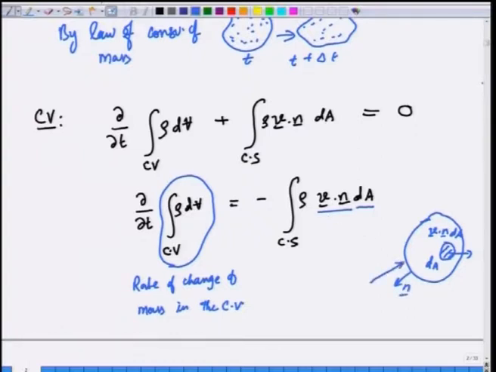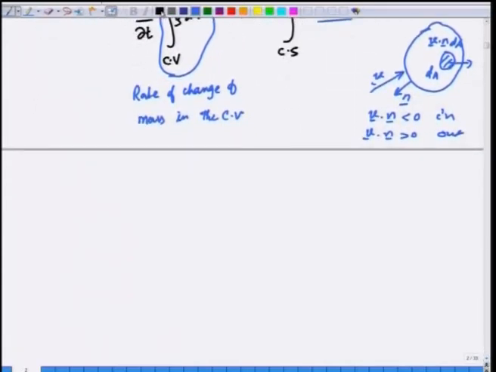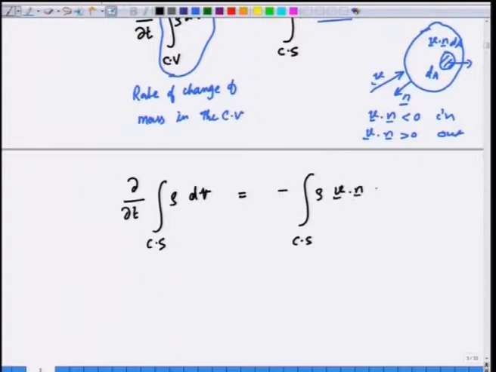If V is coming into the CV, V dot n will be negative if there is inflow, and V dot n is positive if there is outflow. If V dot n is negative, then negative of negative is positive. So, this leads to a buildup of mass, that is d dt of mass in the CV is positive. So, this is the most general form of the mass conservation principle: d dt of integral over CV rho dV is minus integral over CS rho V dot n dA.